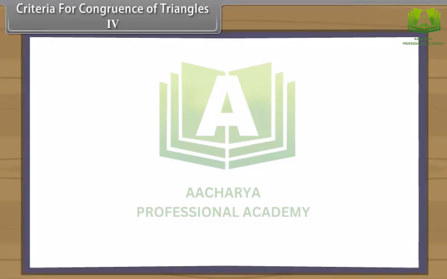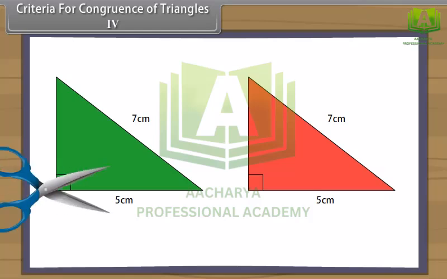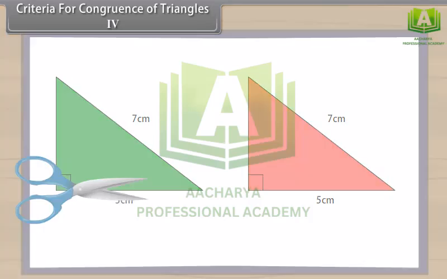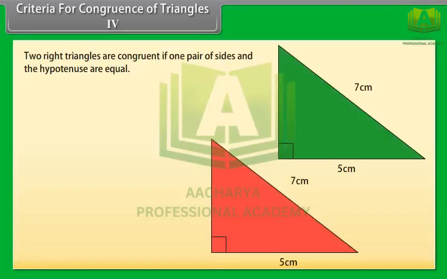Criteria for congruence of triangles 4. Now construct 2 right-angled triangles with hypotenuse equal to 7 cm and one side equal to 5 cm each. Cut them out and place one triangle over the other with equal sides placed on each other. We will observe that the 2 triangles cover each other completely and so they are congruent. Or we can say that 2 right triangles are congruent if one pair of sides and the hypotenuse are equal. This gives us Criterion 4.